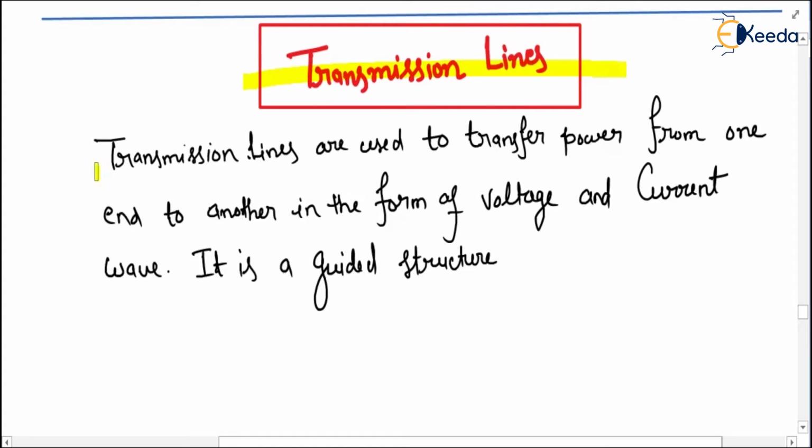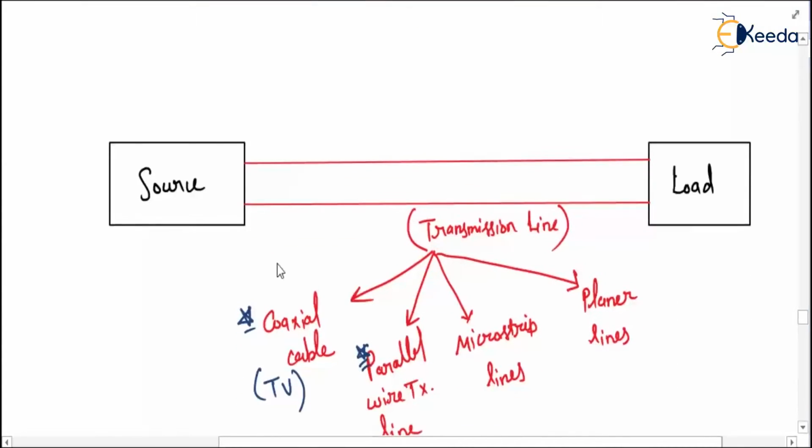Transmission lines are used to transfer power from one end to another end in the form of voltage and current waves. It is a guided structure. Suppose here is a source and load, so we will transmit the power from source to load by using the transmission line.